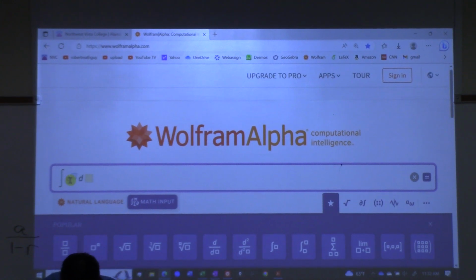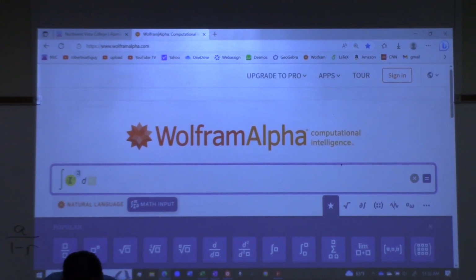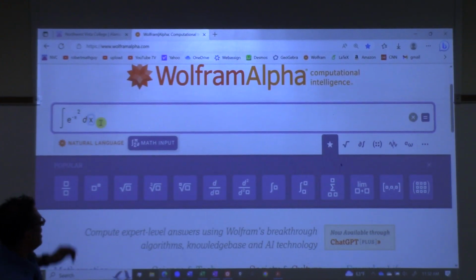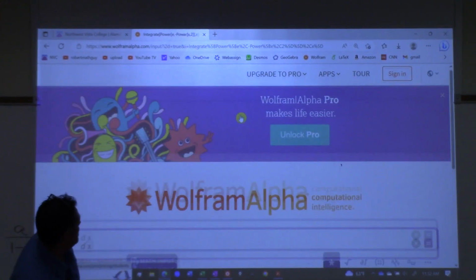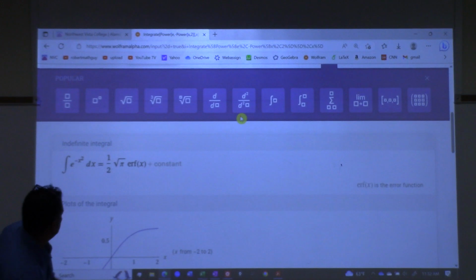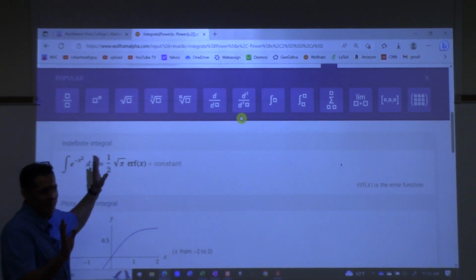e raised to the negative x squared. This is a classic problem because it can't be done by hand. So that integral right there cannot be done by hand. Like there's no closed form of it. So when I go ask, it gives me the error function, right? So it's just like, can't really do it.